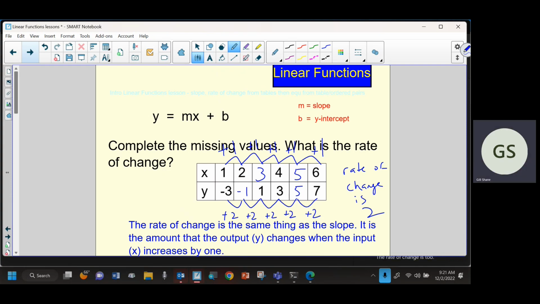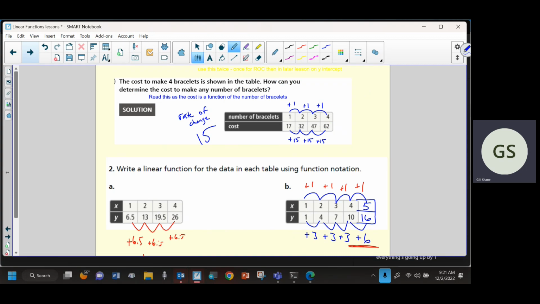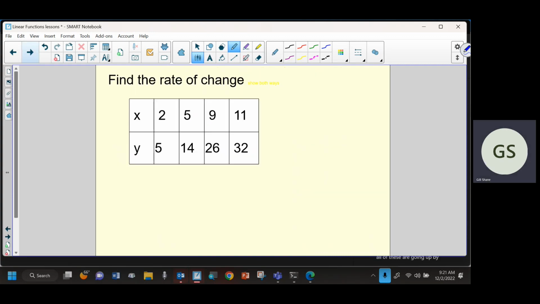Now, it's easy to do that when everything's going up by 1. So all of these are going up by 1. The problem comes in, and we did this before. This is not new. Problem comes in when X's are not going up by 1. I cannot just subtract and figure out if there's a pattern right now. That only works when the X's are going up by 1 and they're not.